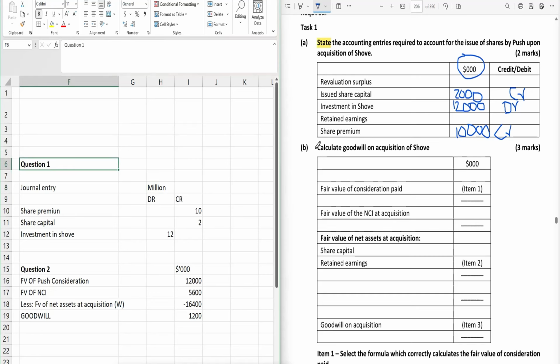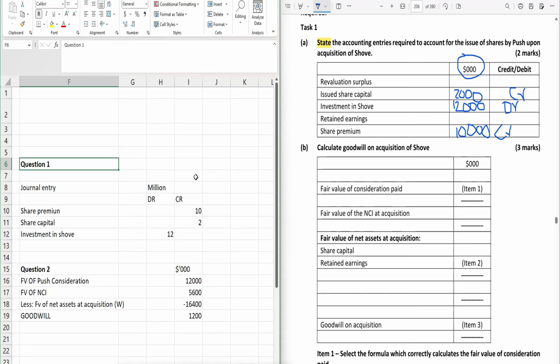Now the second part asks to calculate the goodwill on the acquisition of the Soap. So what is goodwill? First, do you know about this? Basically, goodwill is the excess amount. Suppose the value of net assets is 10,000, but we are paying 12,000. So the difference is the goodwill. So you are paying for the goodwill.